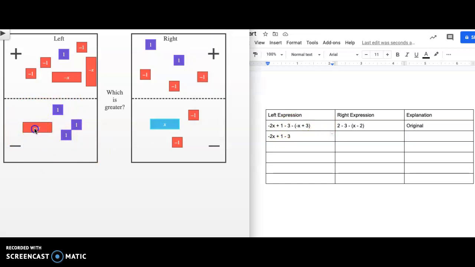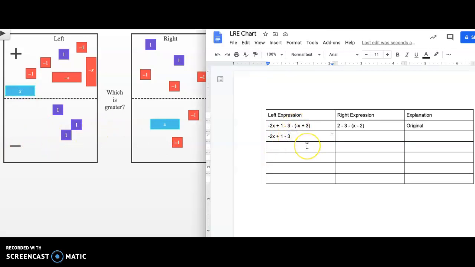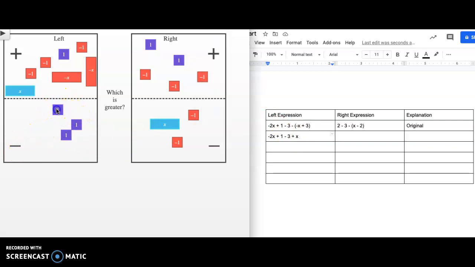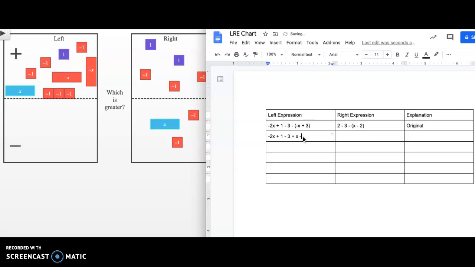So I'm going to flip all these tiles up. So this negative x, it's the opposite of negative x, right? The opposite of negative x becomes positive x. So that becomes the positive x. Notice the parenthesis goes away. And then we have the opposite of positive 3. The opposite of positive 3 is negative 3. So I flip these up and they become negative 3. And that's what's happening over here as well. The opposite of positive 3 becomes those negative 3s.